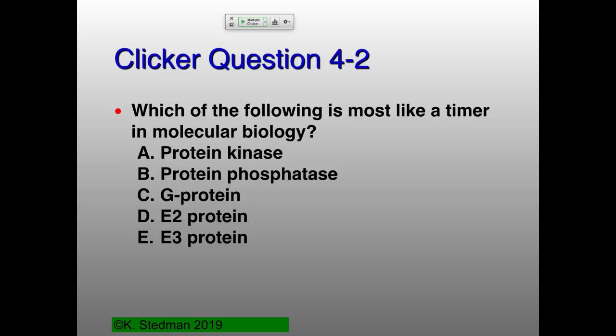So we're not at above 80%, so go ahead and tell your neighbors what you chose and why.